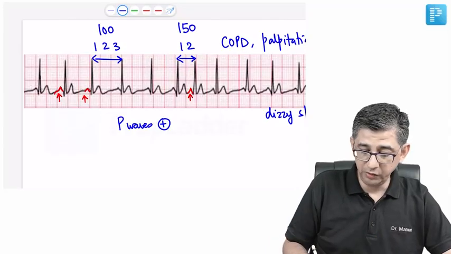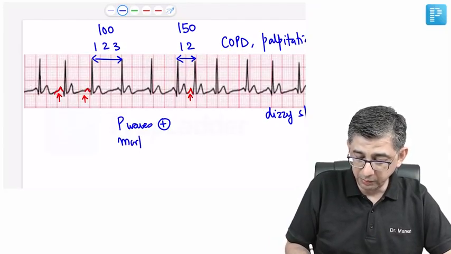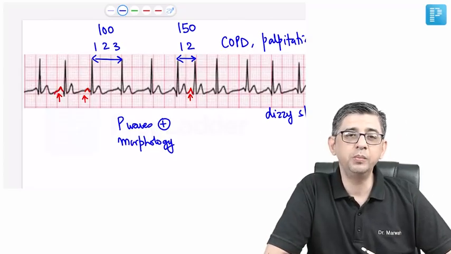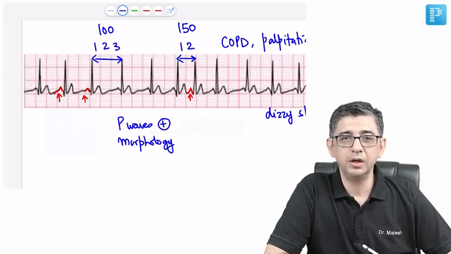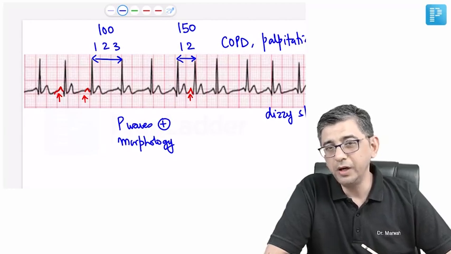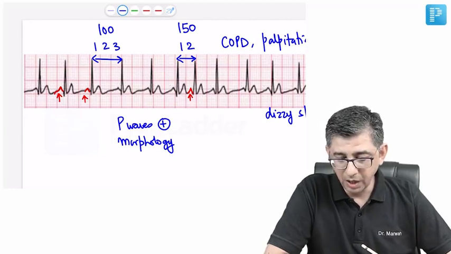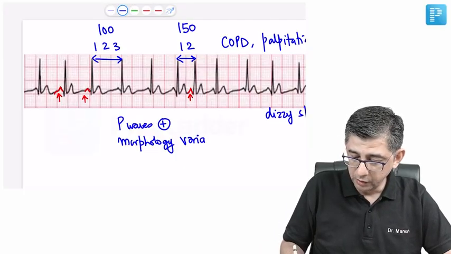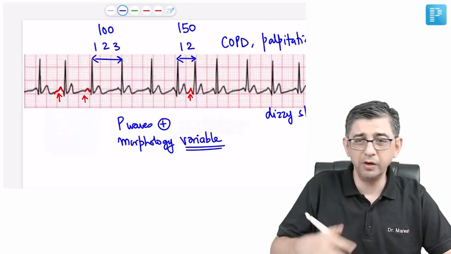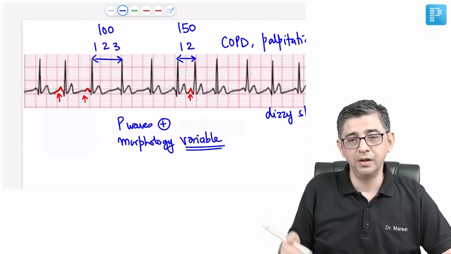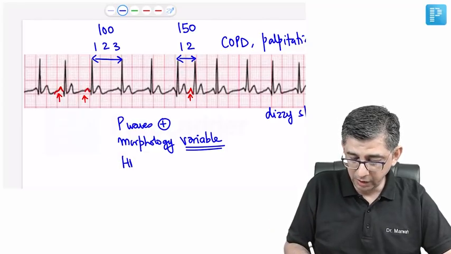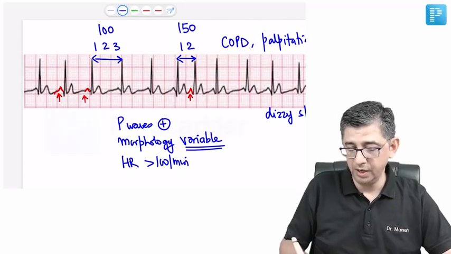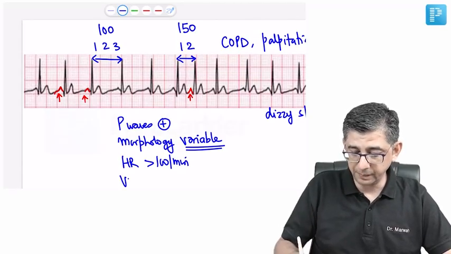The only problem here, which will be the main point, is the morphology or the size of the P waves, because the vertical height of the P wave, let me say with respect to the limb leads, would be 2.5 millimeter. So in this particular case, the height of the P wave is varying, or the morphology of the P wave is changing. You see, the point is, in atrial fibrillation, P wave was not present. Here P wave is present. There is a variable morphology, and the heart rate of this patient is definitely going to be more than 100 intermittently. There is a variable RR interval once again.